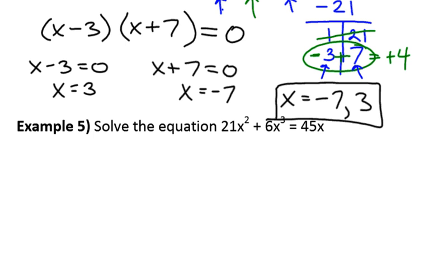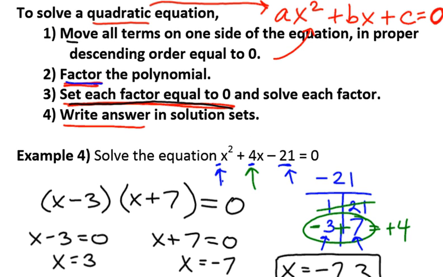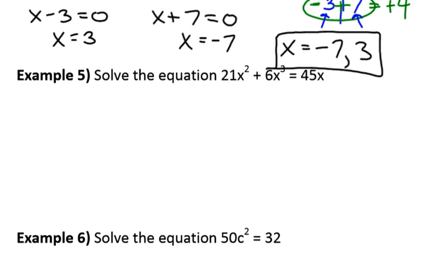All right, so example 5. This is an example where we do not have standard form. Also notice that we're not equal to 0. So this is where in step 1, it says to move all the terms to one side of the equation. We want to be equal to 0. And then we also want to be in standard form, so that is descending powers. Okay, so notice we have the squared first, and then the cubed, and then over here we have the power of 1.